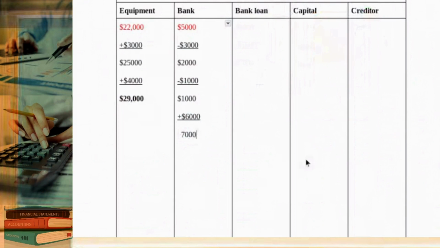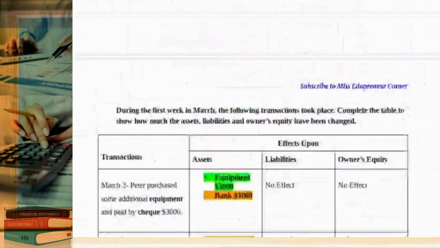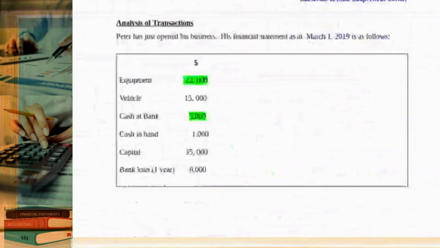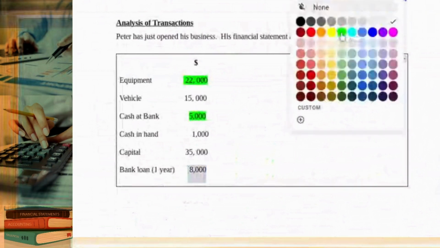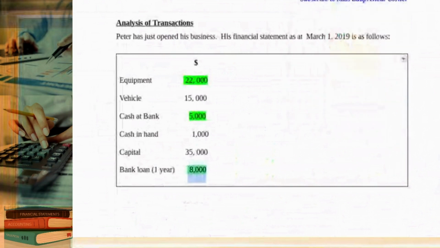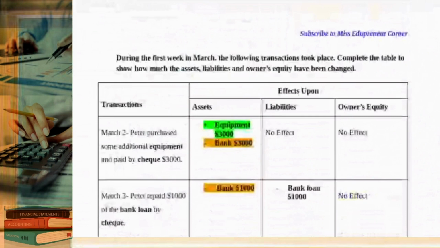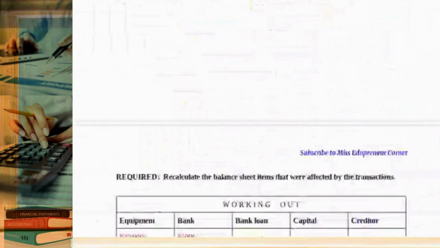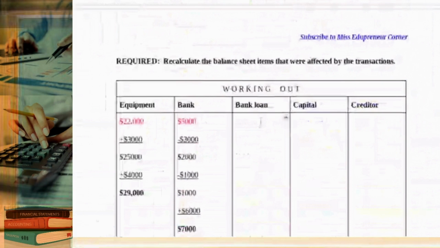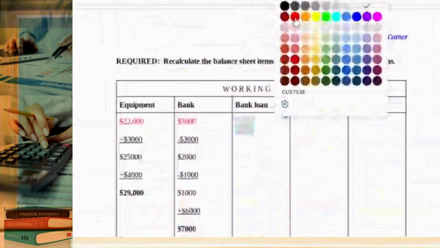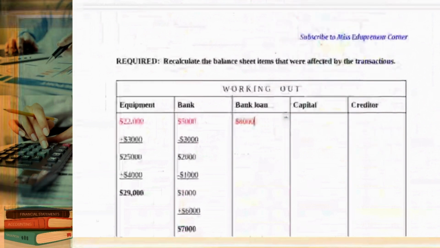All right, so moving right along to the bank loan. So we go back to the old balance sheet and we pick up the old figure or the original figure for bank loan. Here we have it, $8,000. So this is the figure that we're going to start off with once more. So again, we put the original figures in red. And then now we're going to head to the effects table.